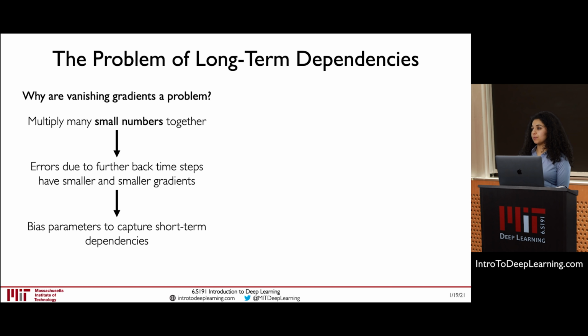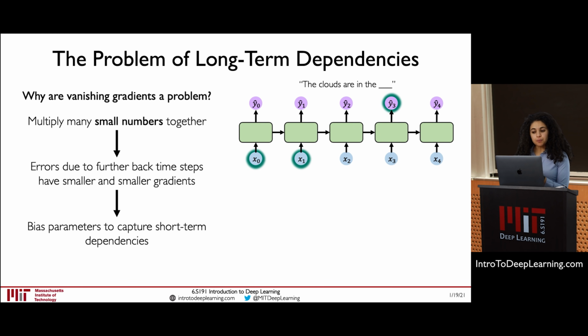To see why this could be a problem, let's again consider this example of training a language model to predict the next word in a sentence of words. And let's say we're given this phrase, "the clouds are in the blank." In this case, it's pretty obvious what the next word is likely going to be, right? Sky.